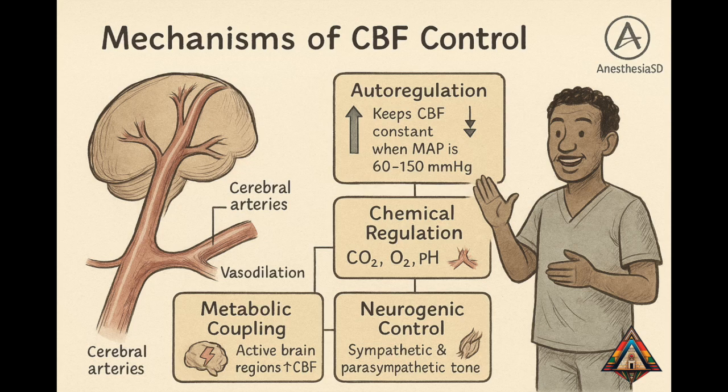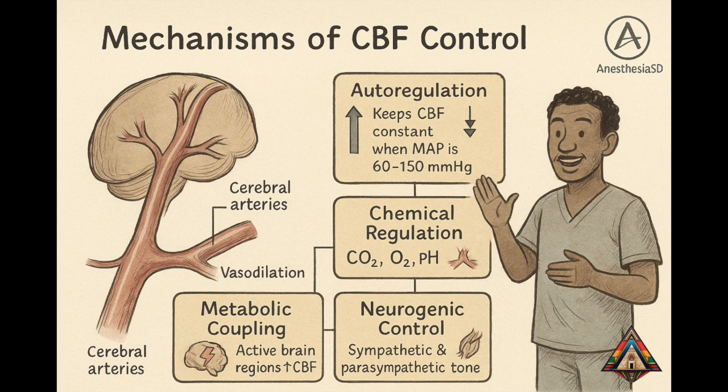Mechanisms of cerebral blood flow control. Cerebral blood flow is tightly regulated through several mechanisms. Autoregulation: the cerebral arteries constrict or dilate in response to changes in mean arterial pressure, maintaining stable blood flow between 60 and 150 millimeters of mercury.